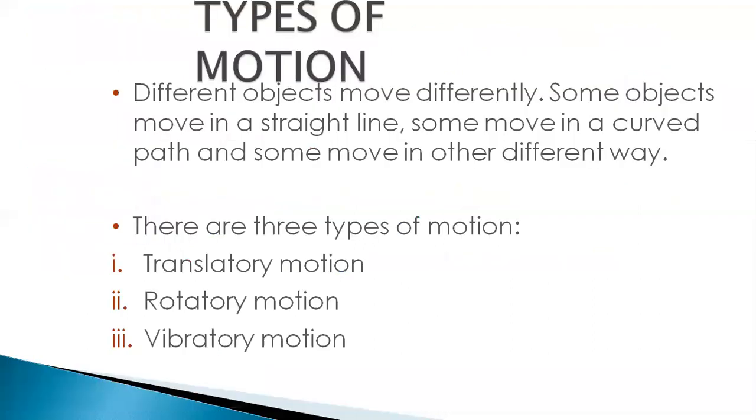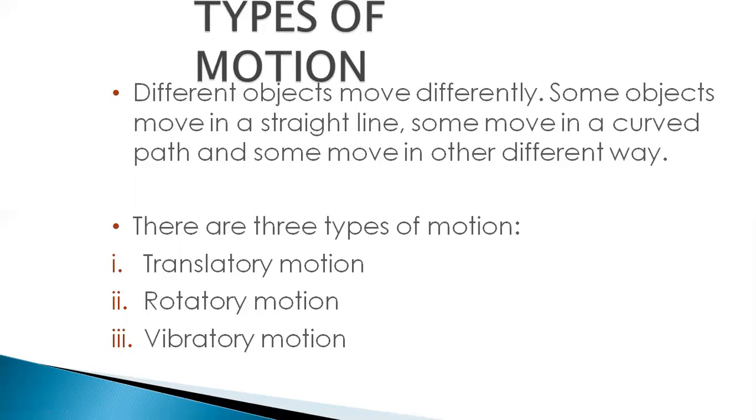Okay, next we will study types of motion. Different objects move differently. Some objects move in a straight line, some move in a curved path, and some move in other different ways. So there are mainly three types of motion. Translatory motion, second, rotatory motion, and third, vibratory motion.